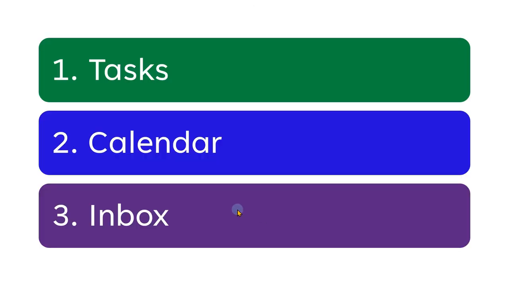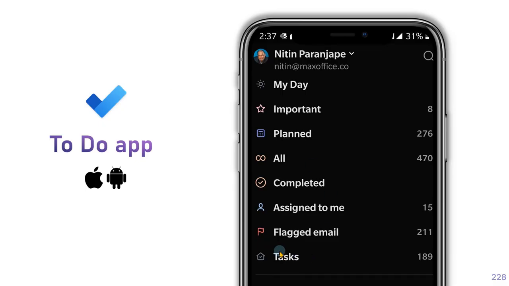So now onwards, Outlook doesn't just mean inbox and calendar. This is the most important folder. And of course, if you want to see it on mobile, that's why you must install To-Do app. Hardly any customer I see has installed To-Do app. Users don't know.